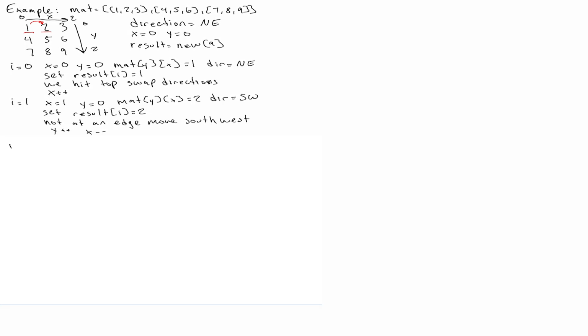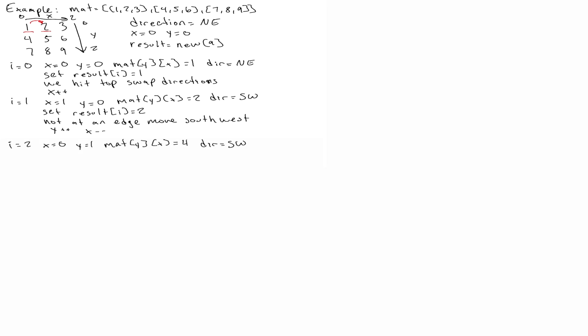Next, for i equal to 2, our x is equal to 0, our y will be equal to 1, our mat of yx is equal to 4, and our direction is southwest. So now we are currently on the 4, so we've gone downwards to 4. Obviously, we have hit the edge here. So what we'll go ahead and do is set result of i equal to 4. And now we have hit an edge, so we need to go ahead and swap directions. And in this case, we need to go straight down. So we're going to go ahead and say y plus plus.